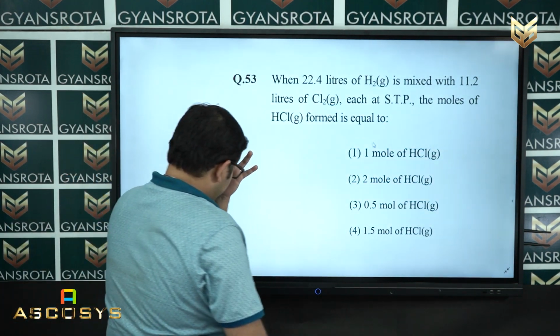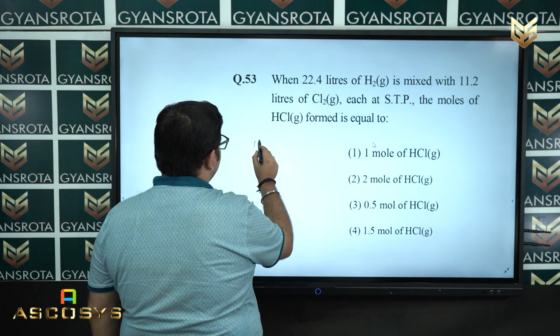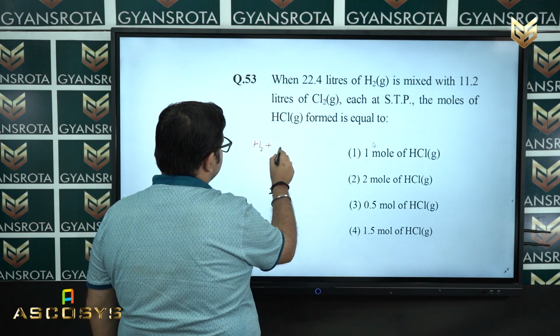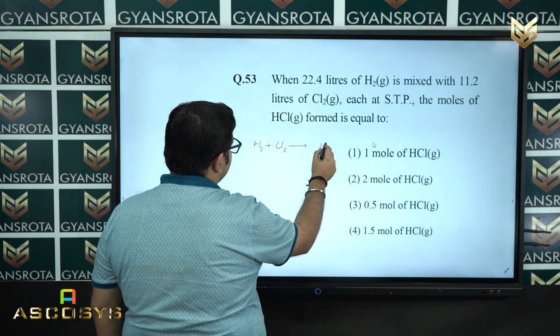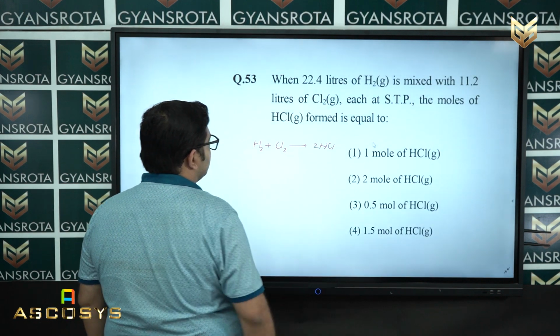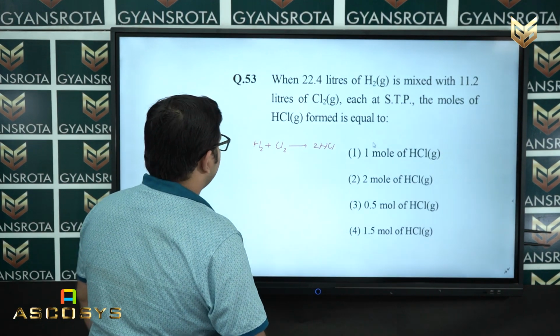So, first let us write the chemical equation. What they said, the H2 when it reacts with Cl2, it will give 2 HCl. Now let us find out the number of moles.